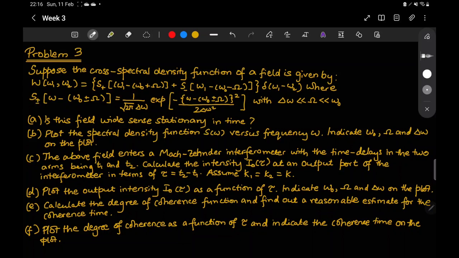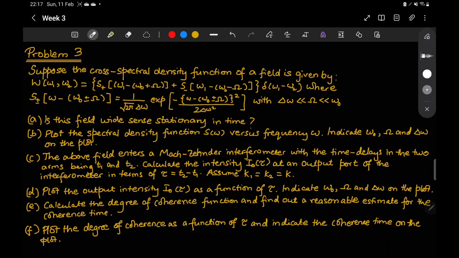The question is: is this field wide sense stationary in time? Then part B is plot the spectral density function S omega versus frequency omega, indicate omega naught, omega and delta omega on the plot. Then part C says if the above field enters a Mach-Zehnder interferometer with the time delays in the two arms being T1 and T2, calculate the intensity I naught of tau at an output port of the interferometer in terms of tau equals T2 minus T1, and we can assume K1 equals K2 equals K.